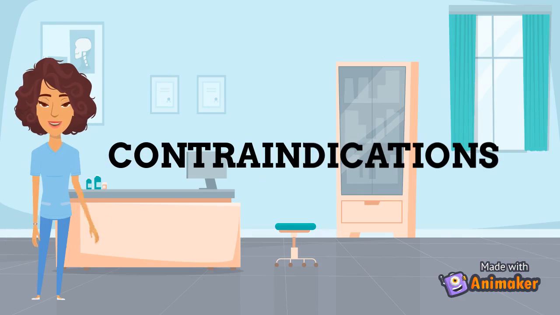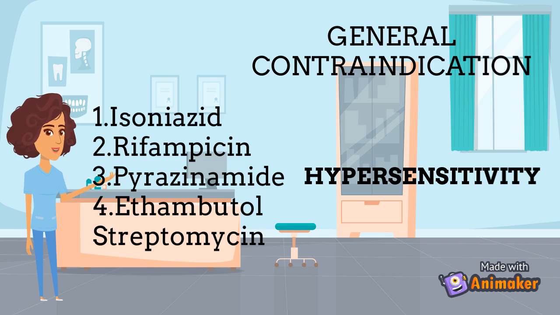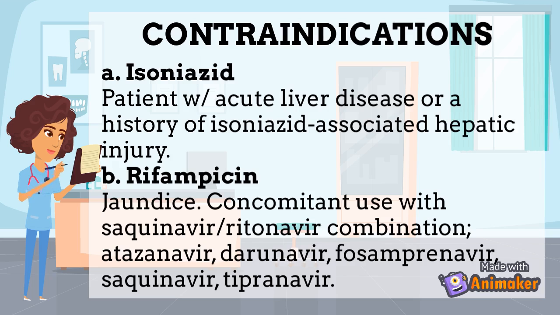Now let's talk about my contraindications. I have general contraindications for patients with hypersensitivity to me. Now let's go to the specifics. For isoniazid, I'm contraindicated for patients with acute liver disease or a history of isoniazid-associated hepatic injury.